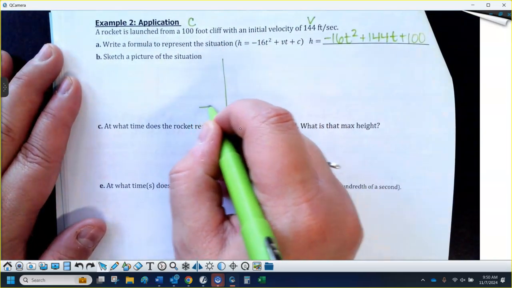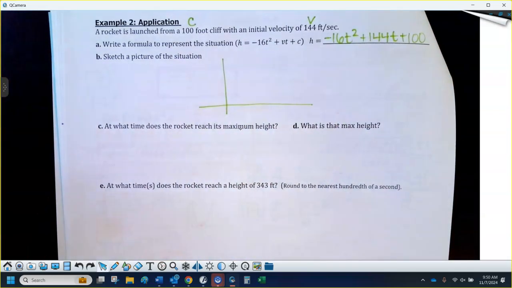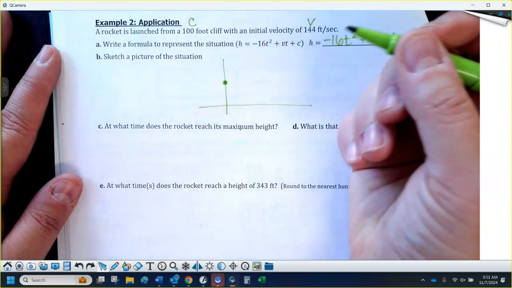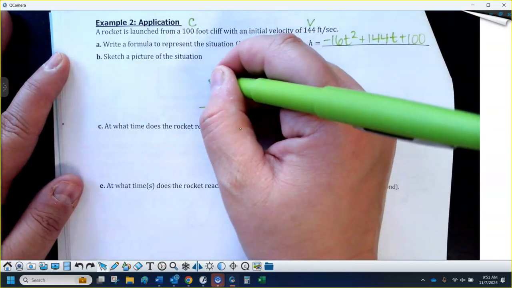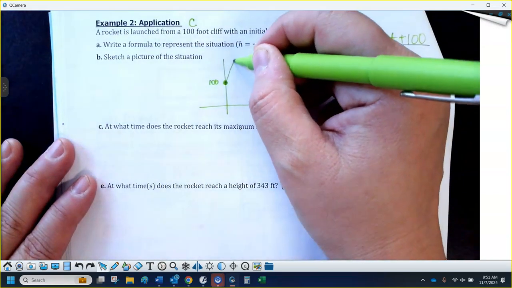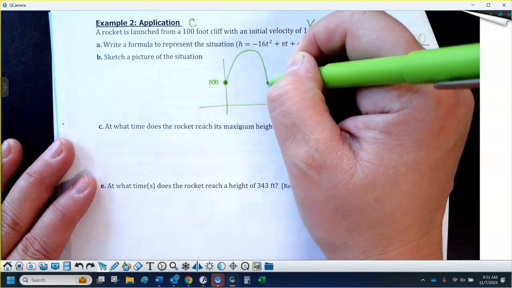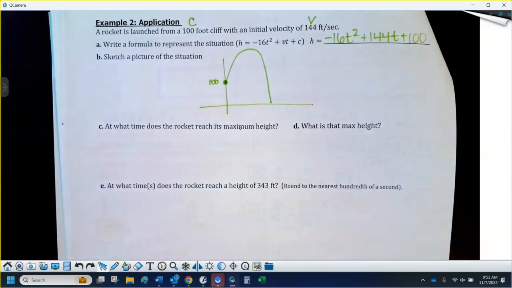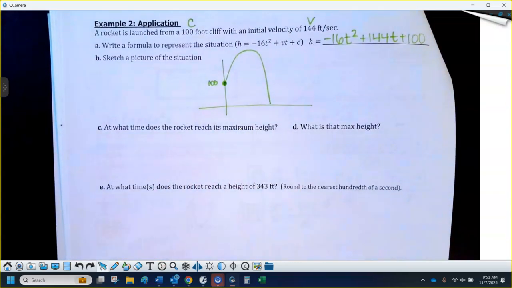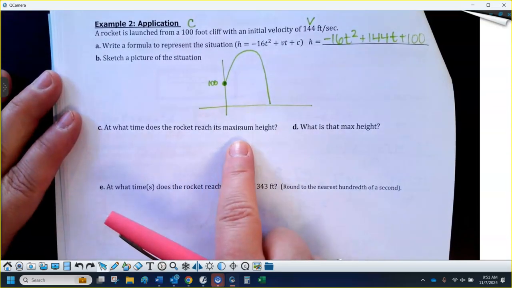Okay, so I'm just going to sketch a tiny picture. This is not accurate in any way, shape, or form. I'm not going to start at the origin because it says it's launched off of a 100-foot cliff. So just somewhere on wherever you sketch your y-axis, I'm just going to say, okay, that's 100. And we're going to go up in the air, and then eventually gravity will bring the rocket back down to the ground. Okay, now it says what time does the rocket reach the maximum height, and what is the maximum height? This is just a little throwback to Unit 3, but this is just the vertex.